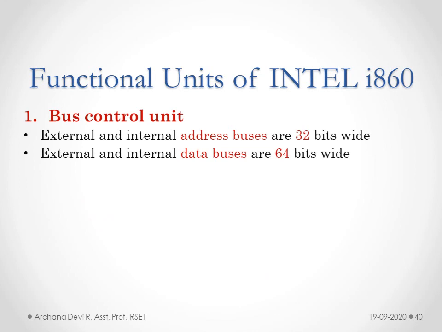Bus control unit. We have external and internal buses, right? External buses are mainly used to connect to external devices in the system, like your keyboard, I/O devices, or USB, and so on. And internal buses will be used for internal communication within the processor, memory, and so on. In the case of this architecture, the external and internal address bus will be 32 bits wide, whereas the external and internal data bus will be 64 bits wide.